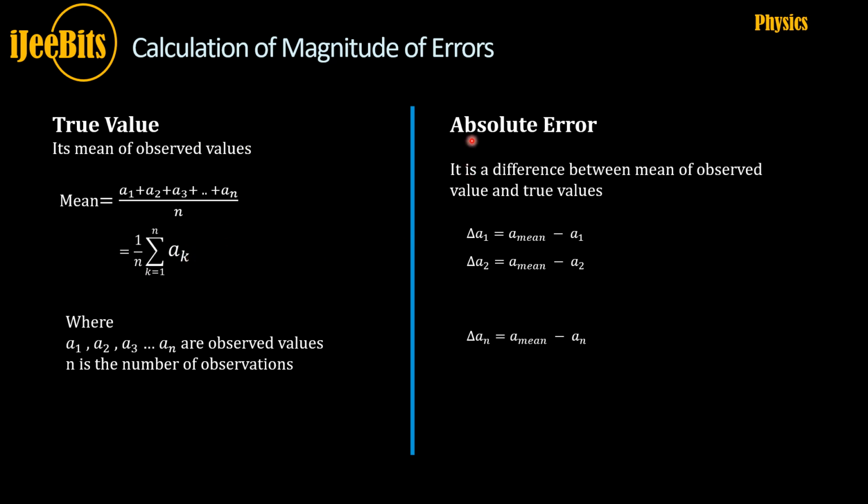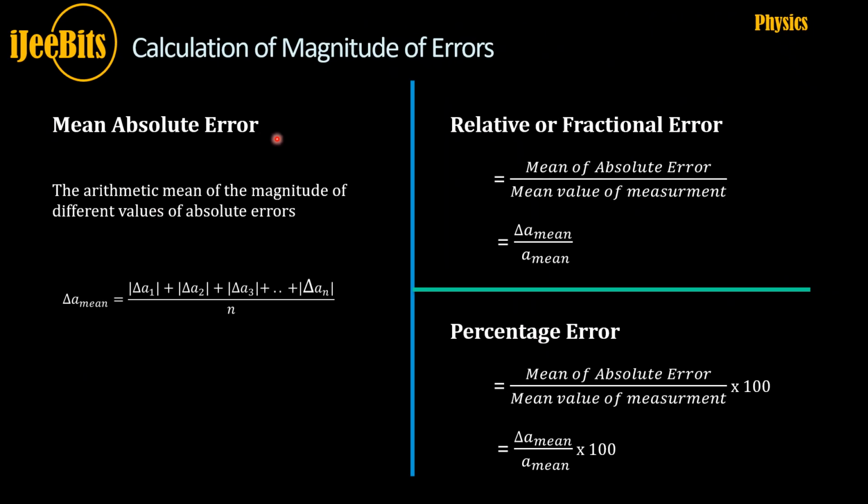Now what is meant by absolute error? Since you have calculated the mean, what you have to do is subtract the mean value from all the observed values, or vice versa. Since it is an absolute error, you take the modulus of your delta. If you sum these over all observations, you'll get an aggregated error for the observations. All right, let's see a few more definitions for this calculation of magnitude of errors.